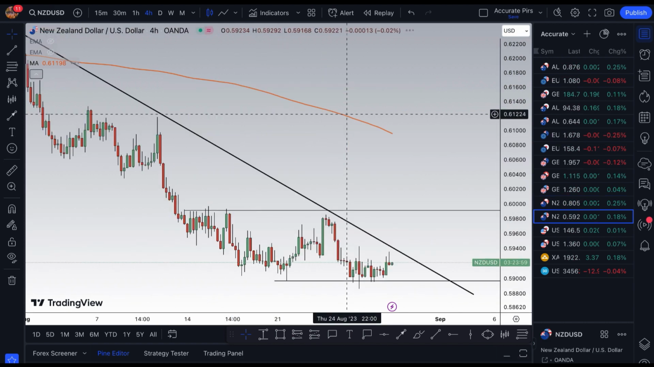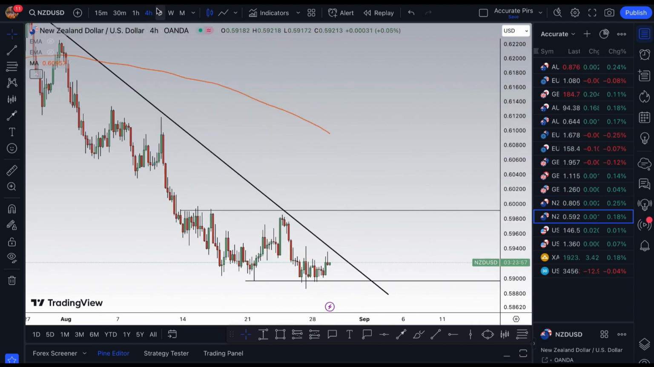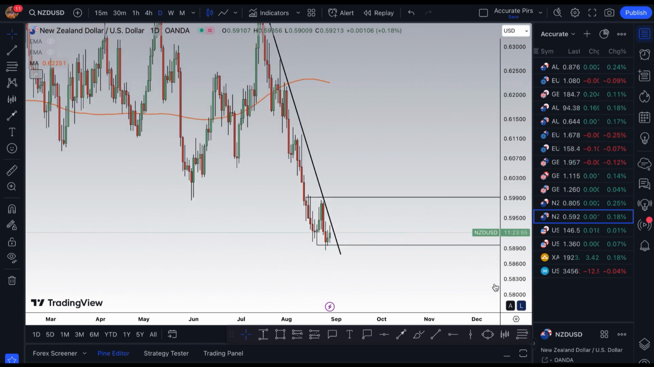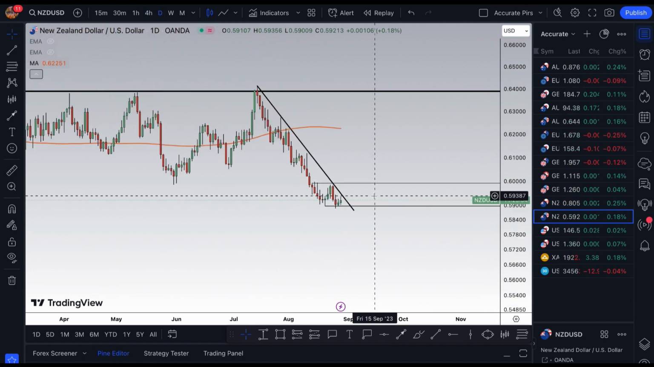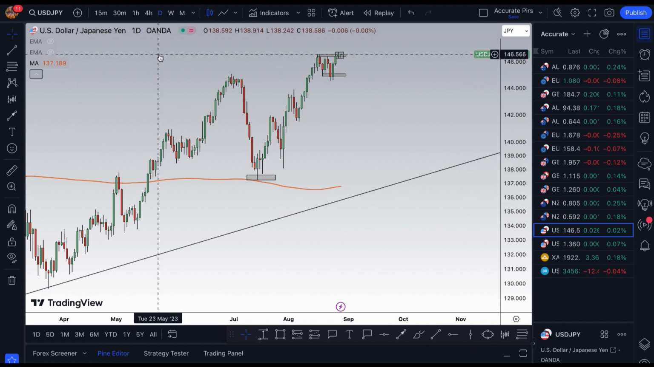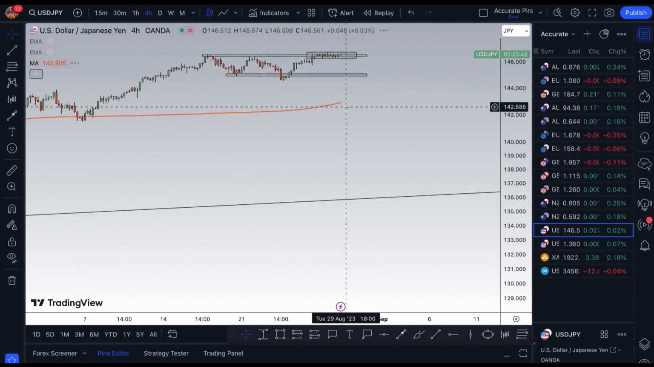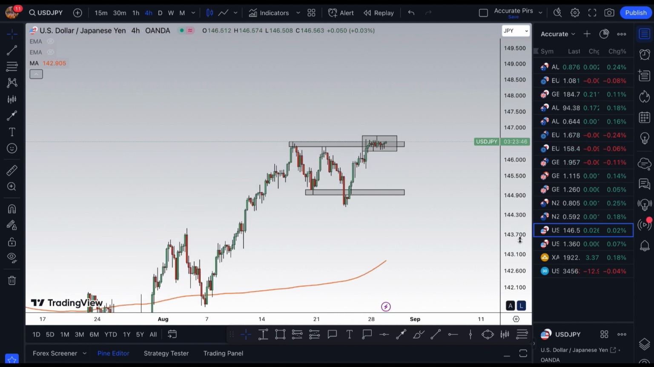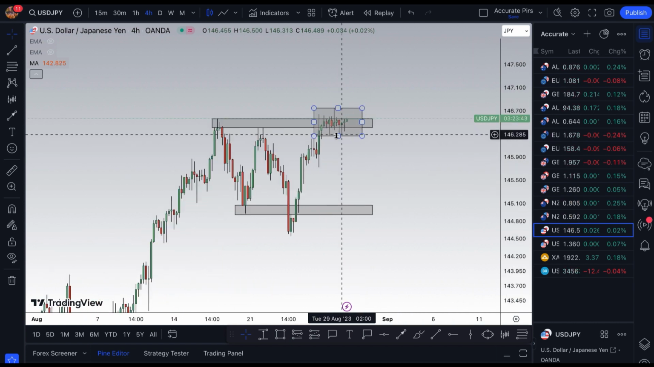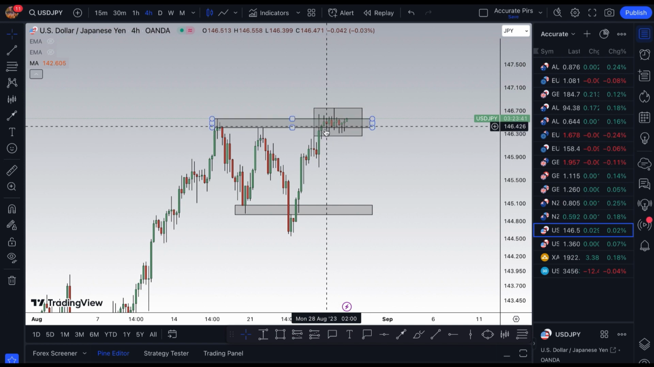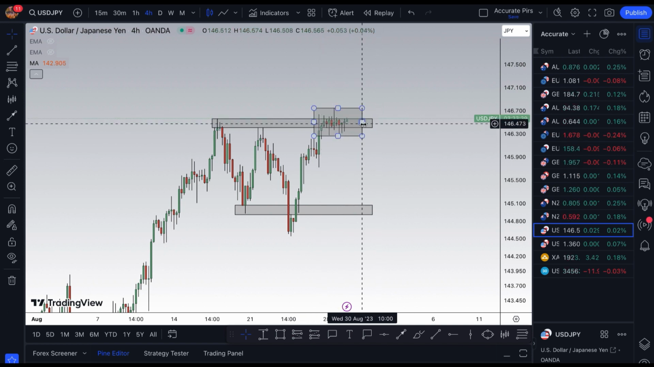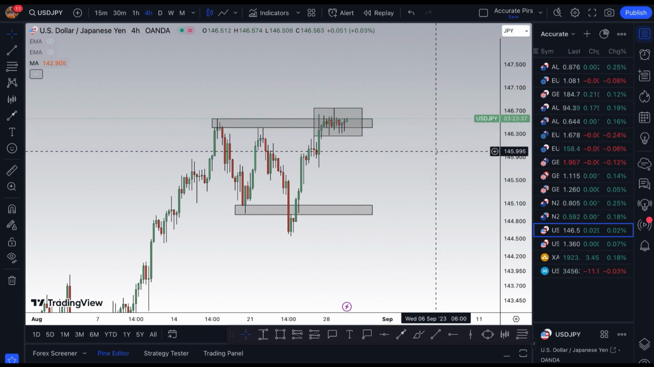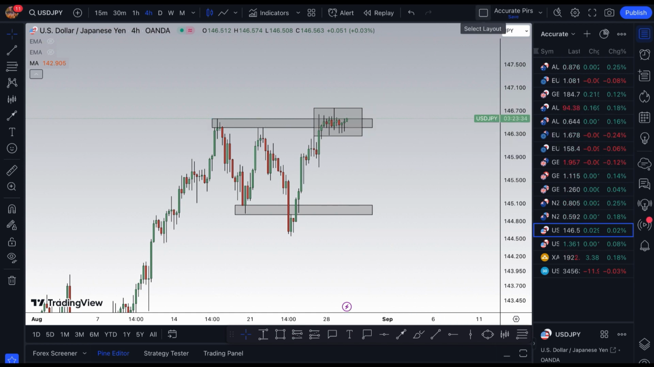Yeah. So let's move on to NZD USD. Not seeing much on that. We're going to leave that alone. And we've got USD JPY. Alright, cool. I've highlighted this little consolidation range right here on USD JPY. So if we do get a breakout of this little range here, then we should look to take the buy or sell, depending on which direction the break will happen.